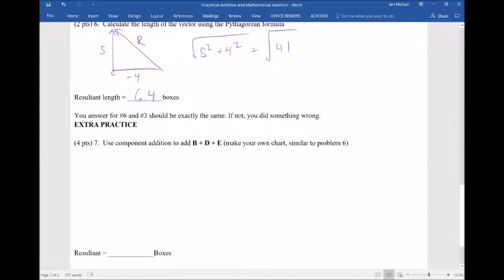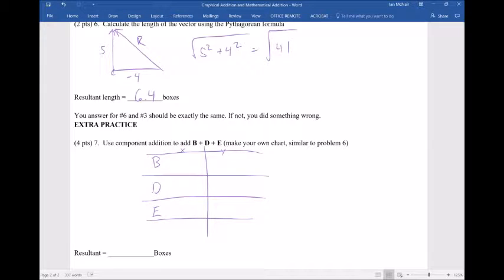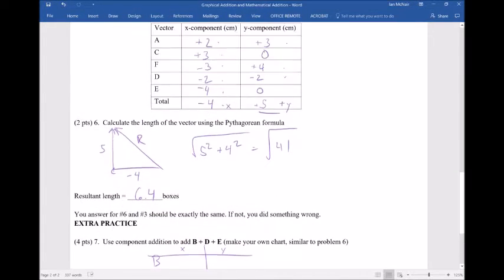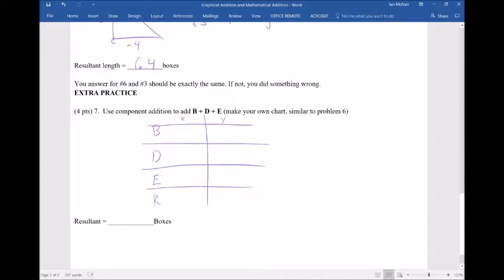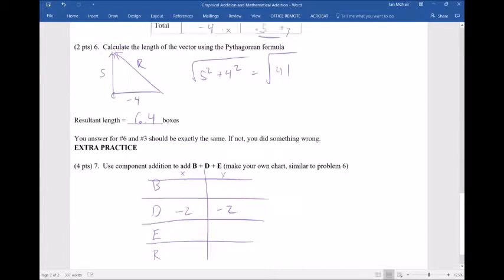Finally, it says use component addition to add B, D, and E. Make your own chart. So I'm going to write my vectors down. I have B, D, and E, and then I have my X direction and my Y direction, and we also have our resultant here. D and E we actually already know. D is not going to change, it's -2, -2. E was just a -4, 0.